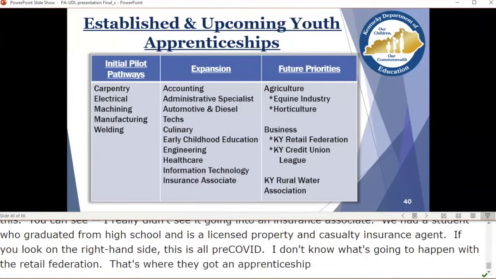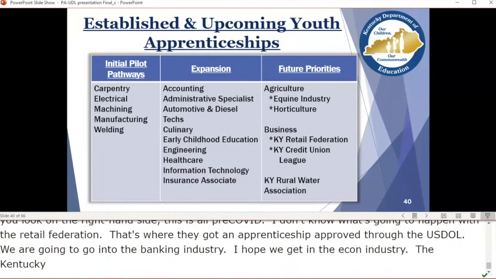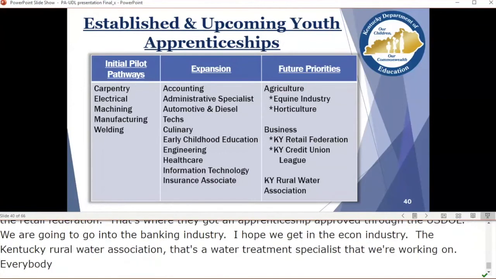We are going to go into the banking industry. I hope that we get into the equine industry so track can get on the track. The Kentucky Rural Water Association, that's a water treatment specialist that we're working on. Everybody needs clean water in their communities. So we're really excited about where we are going with this program in the future.